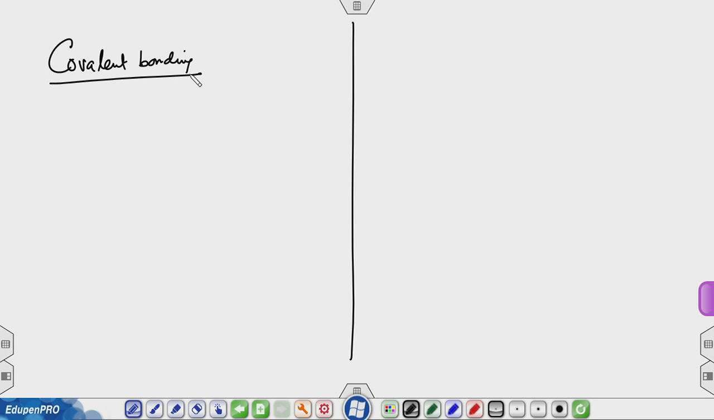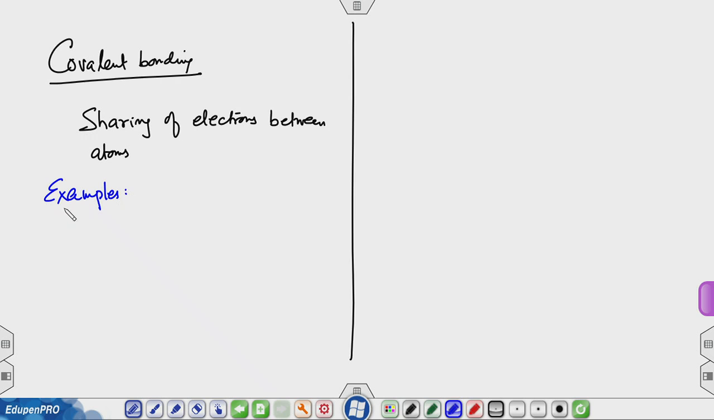And you have learned covalent bonding in your previous classes. So, this is sharing of electrons between atoms, and they form bonds. Here are the specific examples that you have seen: diamond, even in silicon the bonding is the same, germanium the bonding is the same, and so on. So, I will focus on these examples.